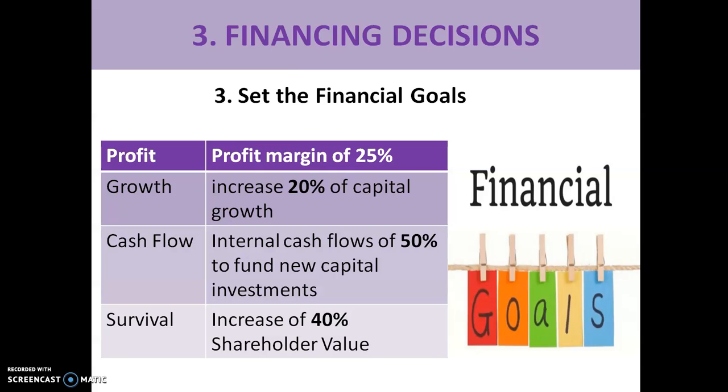Running an organization must involve taking thousands of decisions a day, as you can imagine. So let us learn a bit more about these types of financial decisions. If carefully reviewed, you need to set the financial goals first. You need to set whether you want to get profit, for example, a profit margin of 25%. You need to set the growth of the business, for example, an increase of 20% of capital growth. Cash flow, maybe you need to have internal cash flow of 50% to fund a new capital investment. You need financial goals like to survive, for example, to increase 40% shareholder value.